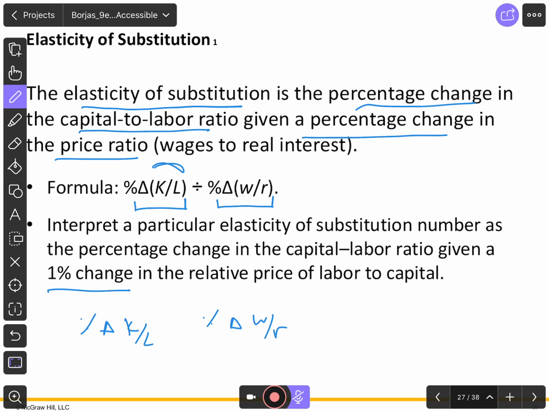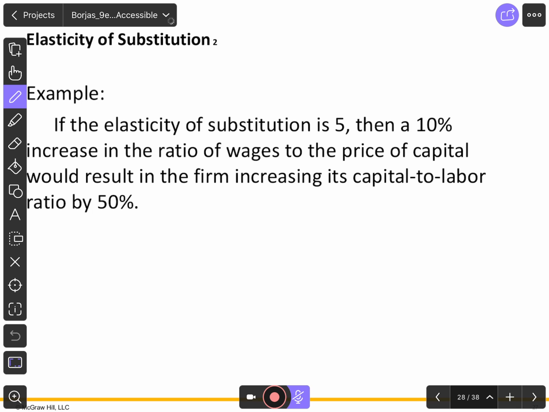So the price ratio changes first, and we are testing the degree of response. If the elasticity of substitution is 5, then a 10% increase in the ratio of prices is going to lead to a 50% change in the capital to labor ratio, which is big, right? The concept of elasticity was discussed in the previous chapter and also in the microeconomics class. If you don't remember it, I would encourage you to check what is elastic, inelastic, perfectly elastic, infinitely elastic, and so on.